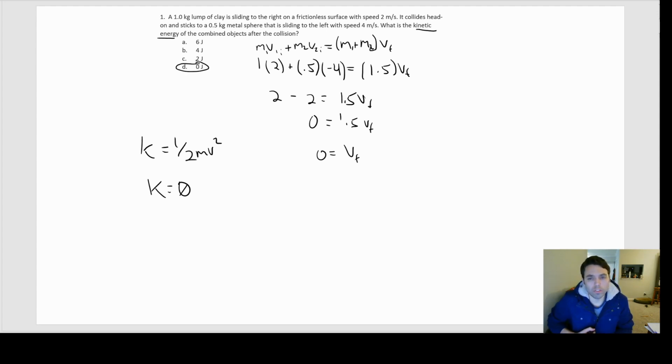This would definitely be an inelastic collision because we are not conserving the kinetic energy we had before the collision. So there you go, D, 0 joules. All right.